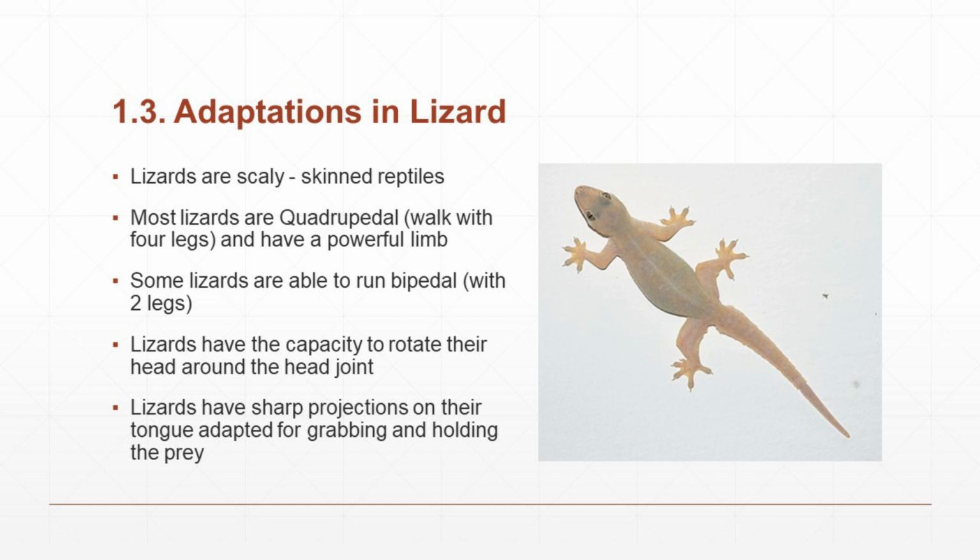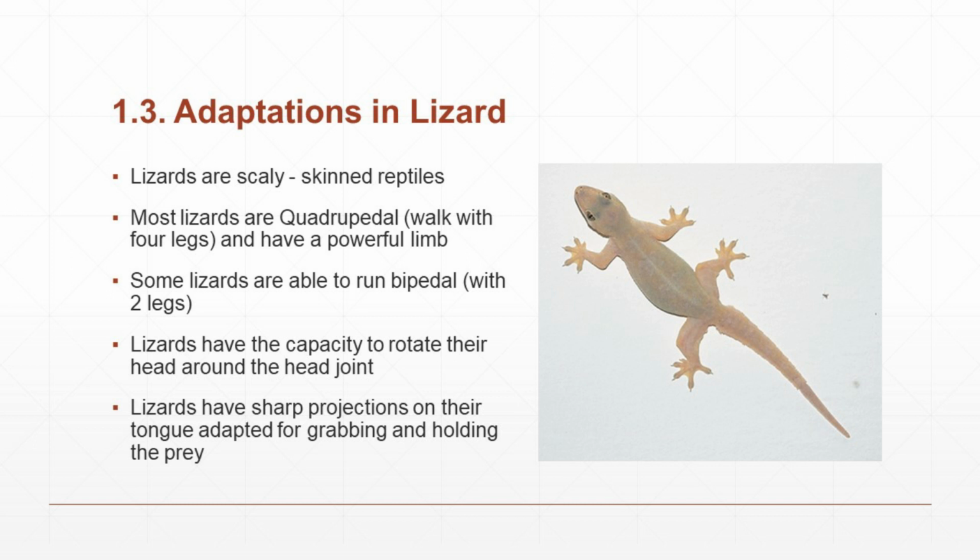Most lizards are quadrupedal, that is, they can walk with the help of four legs and have powerful limbs. Some lizards are able to run bipedal, with two legs. In this, the tail is held out backward and upward and acts as a counterweight. Some lizards have the capacity to rotate the head around the head joint.